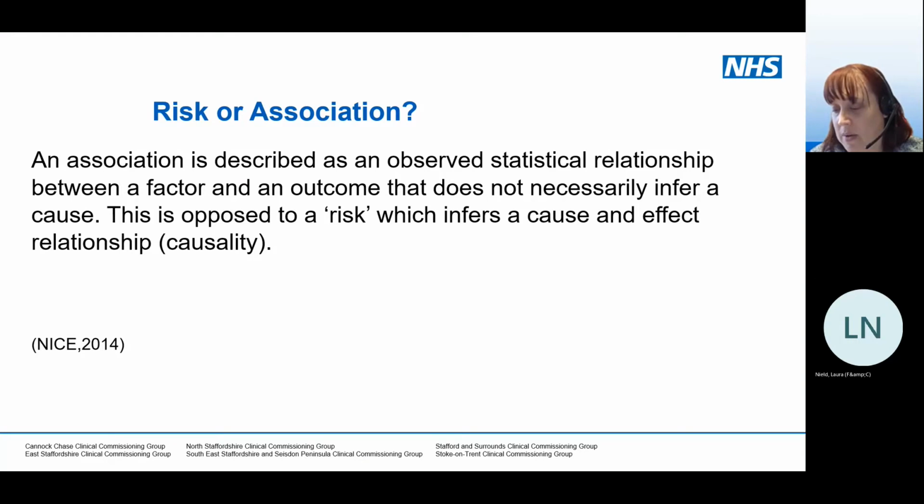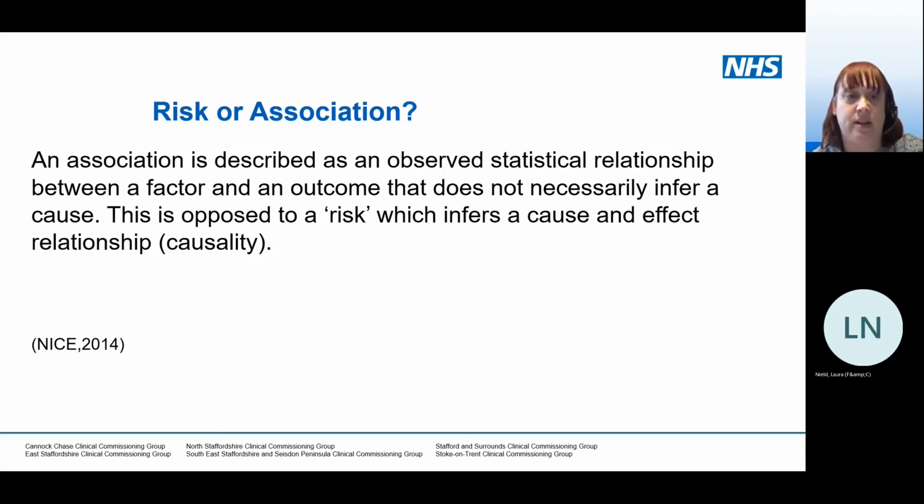So next we're going to talk about what's a risk and what's an association, because NICE in 2014 talked about this. They said an association is a statistical relationship between a factor and an outcome. It's not necessarily a cause, whereas a risk infers a cause and effect relationship.